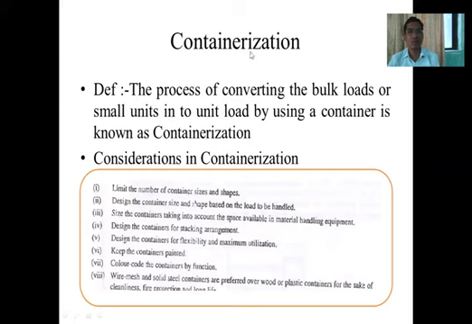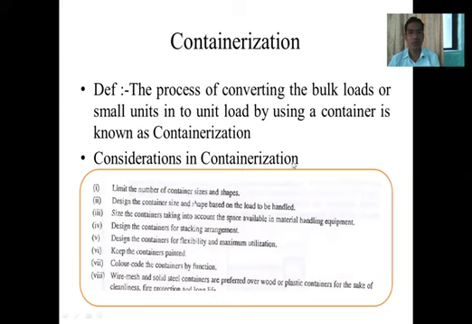The next is the concept of containerization. What is meant by containerization? The definition of containerization is the process of converting bulk loads or small units into a unit load by using a container. That is nothing but conversion of bulk load or small units into unit load by using a container, called containerization.